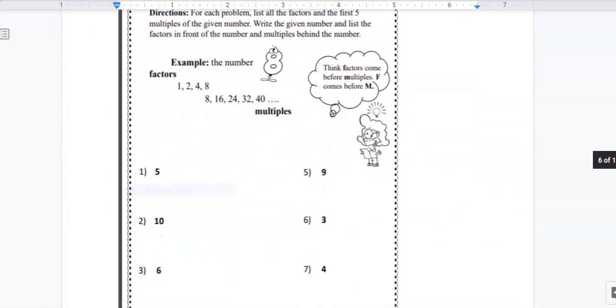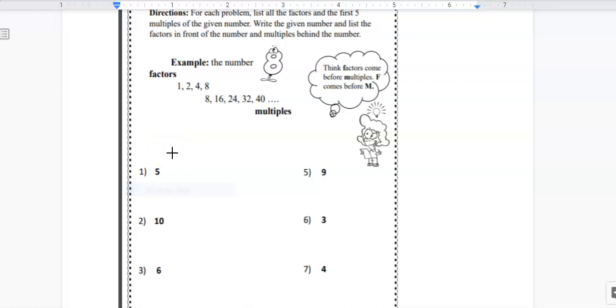All right, kiddos, so let's do a few examples together. It says for each problem, list all the factors, and then the first 5 multiples of the given number. Write the given number and list the factors in front of the number and the multiples behind the number. So we're going to look at the number 5. All right. Okay, kiddos?